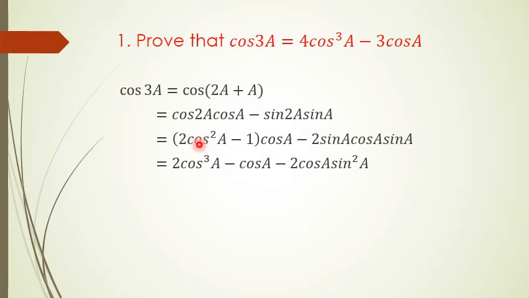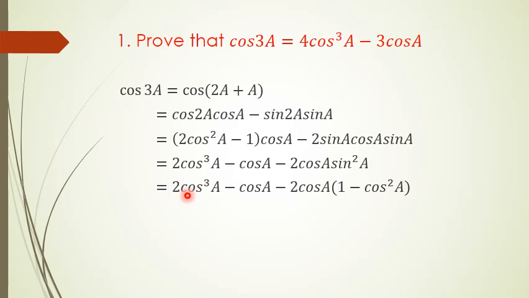then multiplying cos a into the bracket, we have cos a multiplied by 2 cos squared a giving us 2 cos cubed a. Cos a multiplied by minus 1 gives us minus cos a. And here we have sin a multiplied by sin a giving us sin squared a. So the result here is minus 2 cos a sin squared a. Now we only have sin squared a to deal with, and we use the trig identity which says sin squared a equals 1 minus cos squared a.